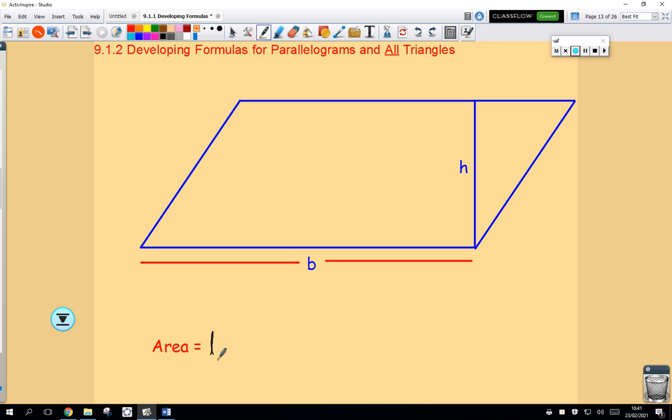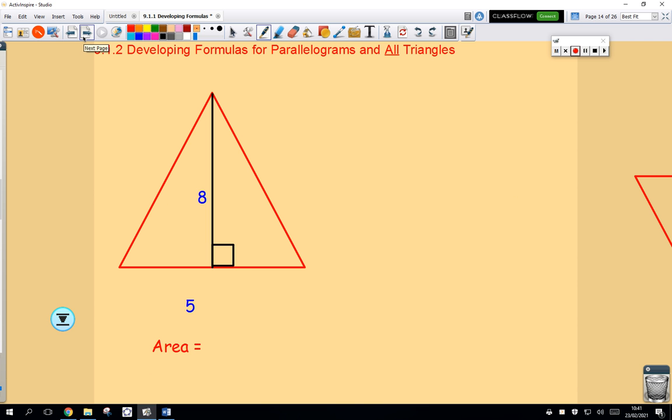Area, base times height. Okay, and we're going to start using this formula for the area of a parallelogram in order to generate the formula for areas of all triangles. So in order to generate the area of a rectangle, we needed to know what a unit square was, and then we were able to very easily establish the area of a rectangle. From the area of a rectangle formula, we derived the area of a parallelogram formula, and from the area of a parallelogram formula, we're going to derive the area of a triangle formula.